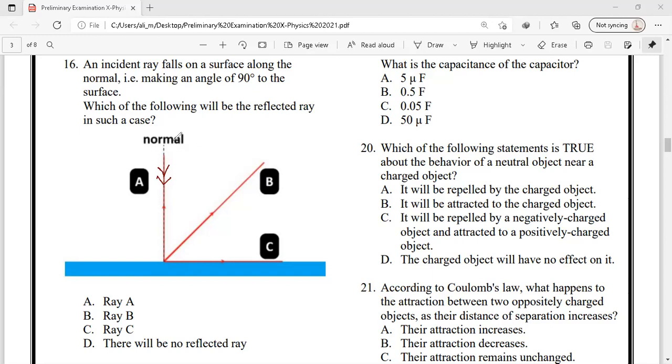We know that when an incident ray strikes the surface at 90 degrees, the reflected ray will also bounce back along the same path. So option A, or ray A, will be represented as the reflected ray. So option A, that is ray 1 or ray A, is the correct answer.